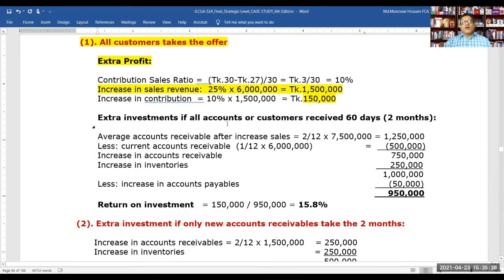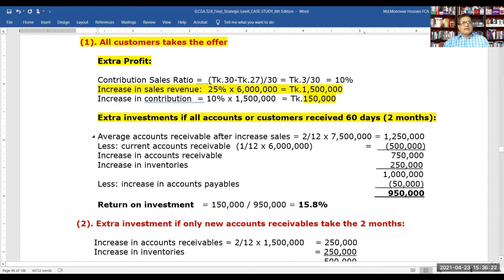Extra investment if all customers receive 60 days. How much extra amount do we have to invest there? Average current receivable after increased sales: 2 over 12, that means 12 months is 1 year, and 2 means 60 days, which is 2 months. So 7.5 million is the average accounts receivable base. How? Here 6 million plus 1.5 million is 7.5 million, our total sales for all customers now.